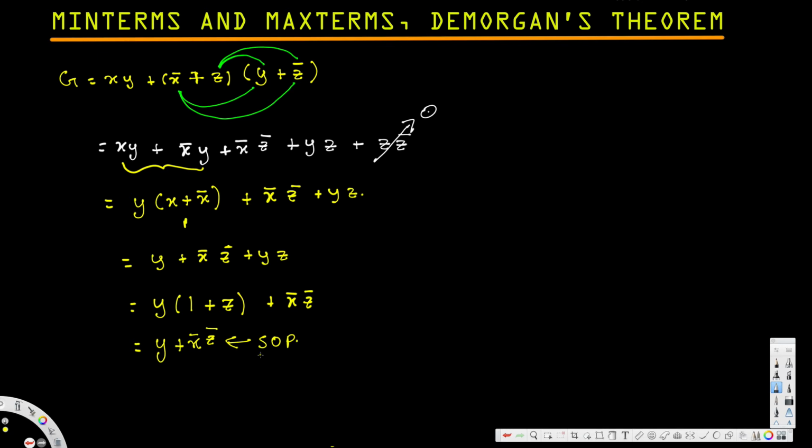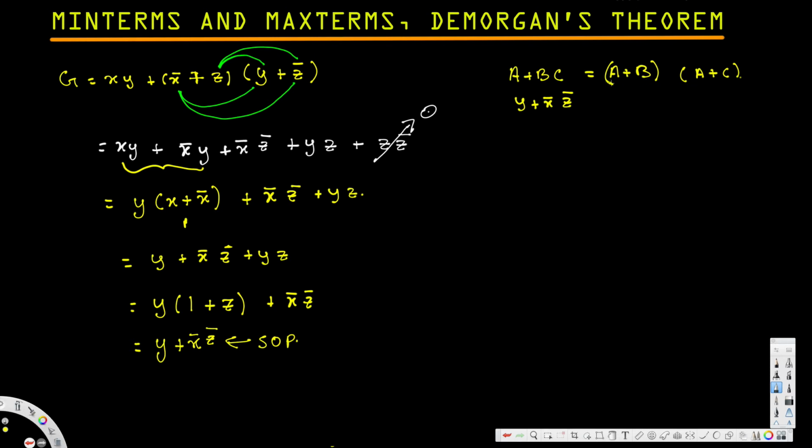And if they asked us to write this in terms of product of sums, we can use another thing. There's a rule that says a plus bc is equal to (a plus b) times (a plus c). Here we have y plus x bar z bar. This is our finally derived answer, that is sum of product. Now we want to express this in terms of product of sum.